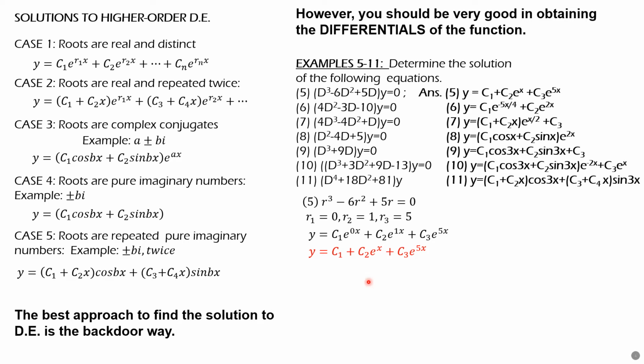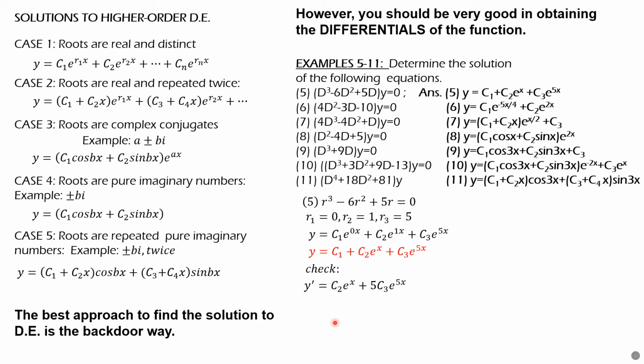So that means y prime, the derivative of this solution, is c sub 2 e to the x plus c sub 3 e to the 5x times 5. So that would be c sub 2 e to the x plus 5 c sub 3 e to the 5x. So that's y prime, or the first derivative. Then the second derivative is y double prime equals c sub 2 e to the x plus 5 c sub 3 e to the 5x times 5.